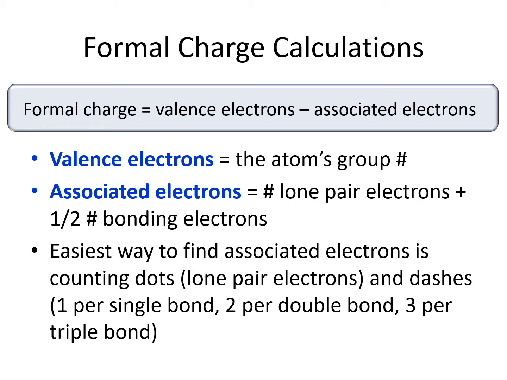Therefore, it is easiest to find associated electrons by counting dots and dashes around each atom. Each dot is 1, and each dash is 1. This is different from assigning electrons for the octet rule. For the octet rule, all the electrons in the bond belong to both atoms. For associated electrons for formal charge, each atom only gets half the electrons in the bond.